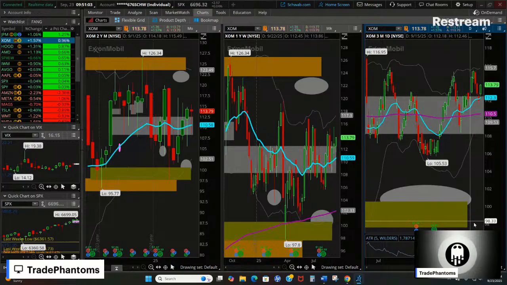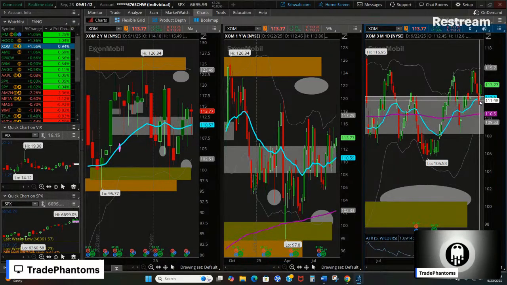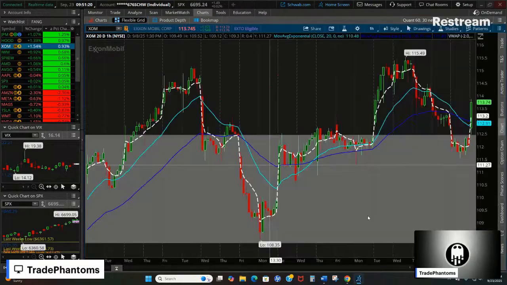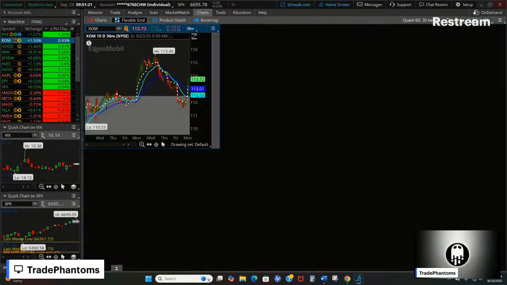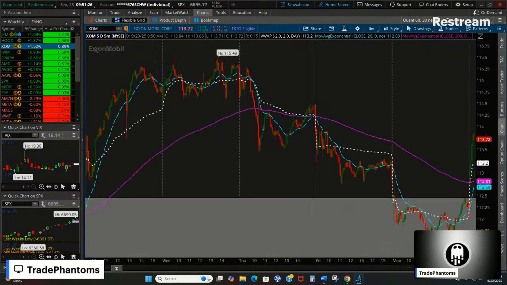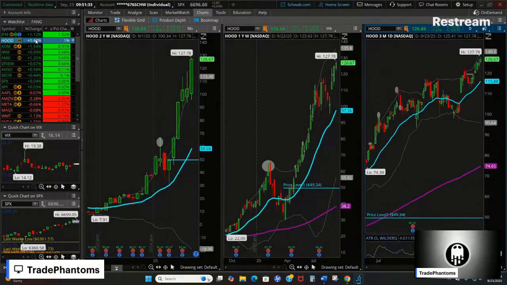Yeah, XOM actually has a decent little setup. It's so ugly and choppy overall, but I will say good job identifying. This is a nice little pro gap up. Nice little pro gap up here, follow through on XOM. XOM hasn't had the greatest setups in the world here, but decent little pro gap today on that. Hood, let's go, all-time high.